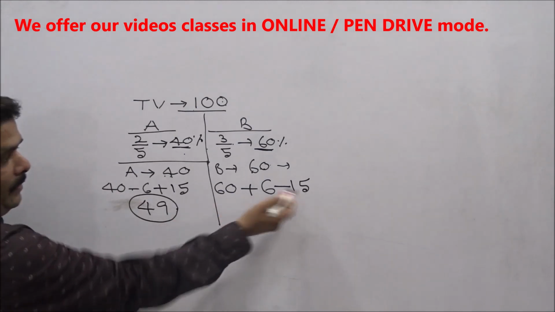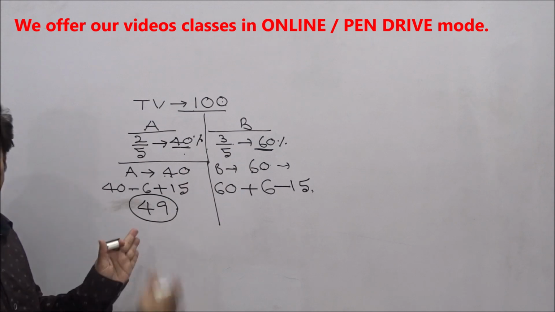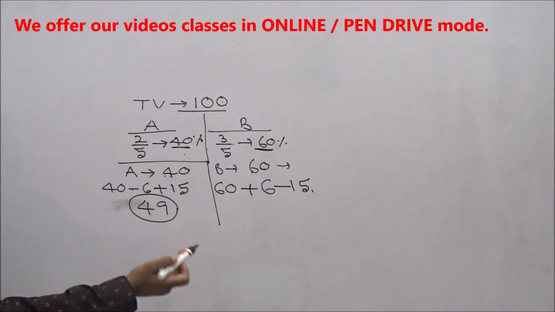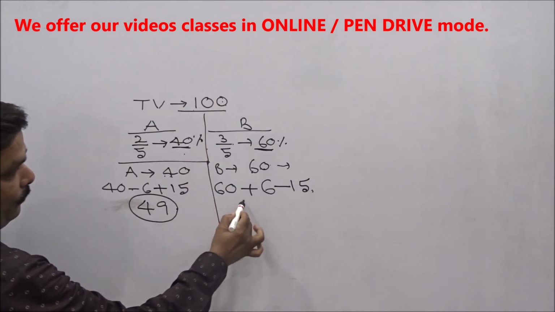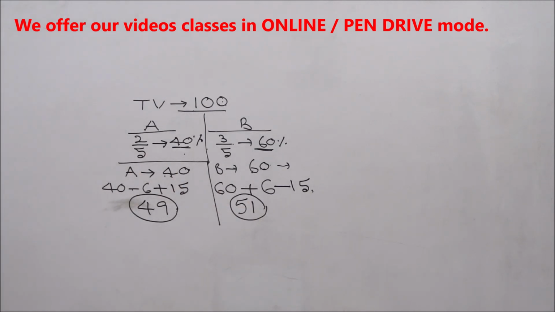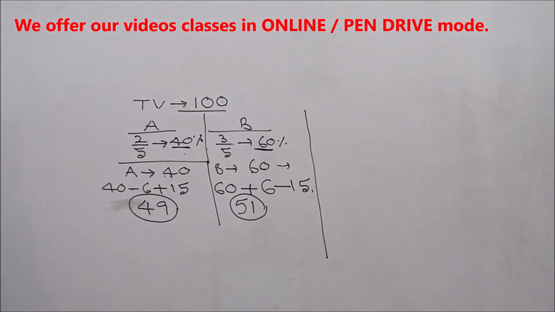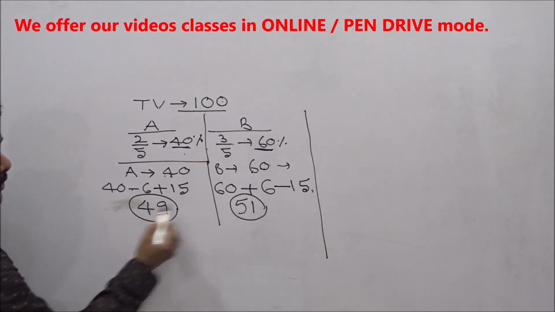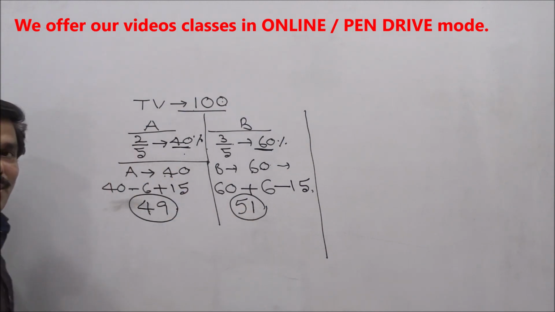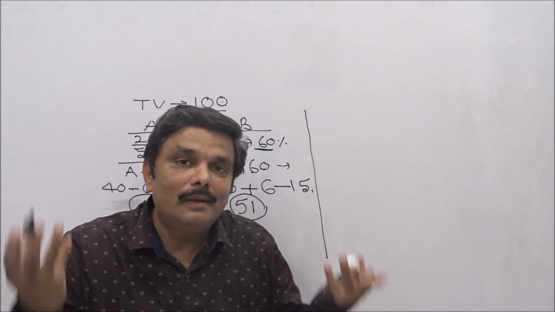Similarly, for B, this is 60 minus 15, that is 45. 45 plus 6, or if you go by the BODMAS rule, do addition first, subtraction later. Anyway, you will get 51. Now, the final step in unitary method. What is the final step? Here, A got 49 votes. B got 51 votes and only 2 candidates are there. Obviously, A lost the election.